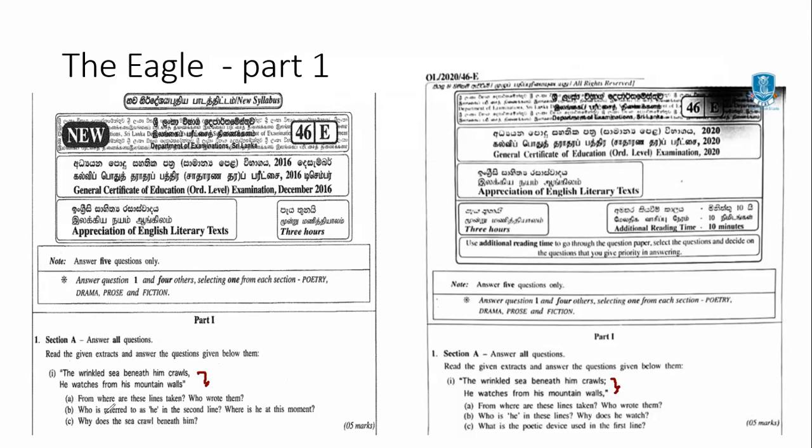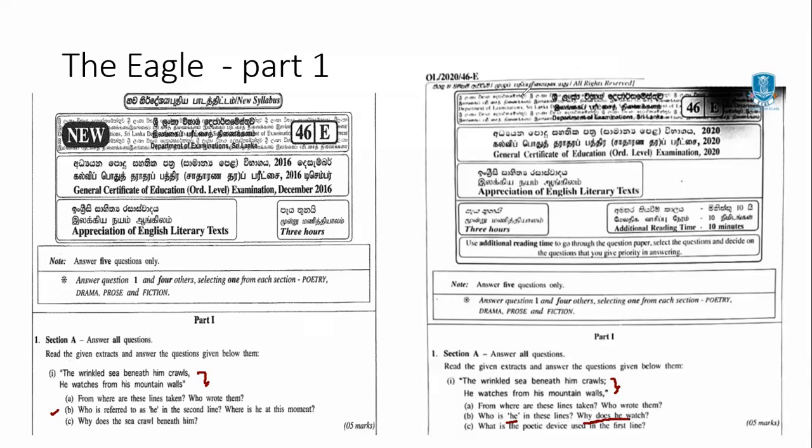Next question. Who is referred to as he in the second line, and where is he at this moment? And here they are asking, who is he in these lines and why does he watch? See how simple the question is after we analyze. So where is he? He's on a crag at the moment, on a mountain wall, on the top of a mountain. And who is he? The writer has personified the eagle using he, and he's looking for prey in the sea.